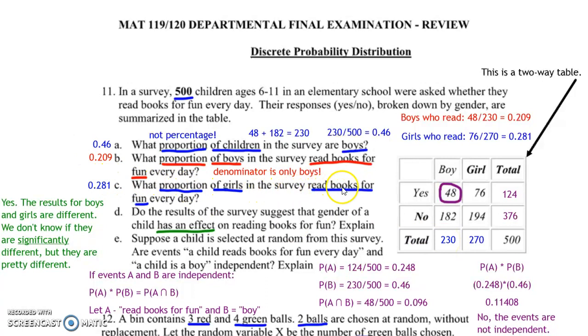What proportion of girls in the survey read books for fun every day? Same thing we did from before. It's asking for a proportion of girls. So we're only looking at the girl total. That's 270. So 76 divided by 270, that should be 0.281. That was summarized over there.